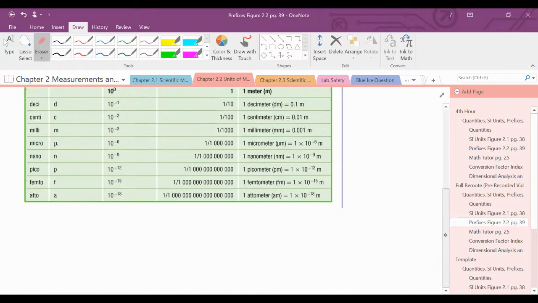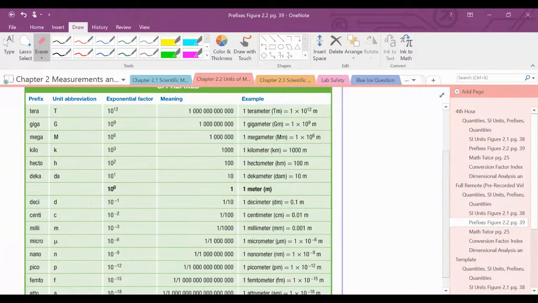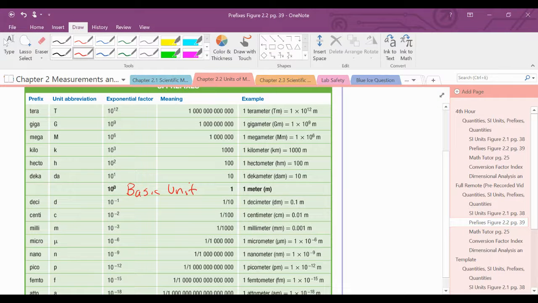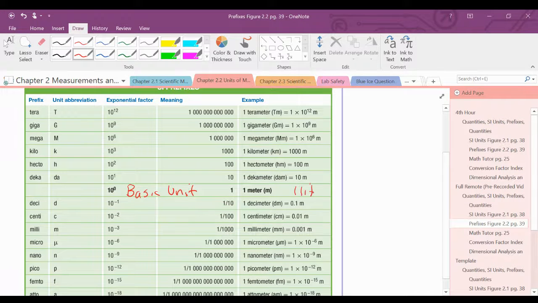So here in the middle, you have your prefix, your unit abbreviation, the exponential factor, the meaning, and then it gives examples. In the middle here, where it's 10 to the 0, it says meter. This is your basic unit. And so you could have meters here as your basic unit. You could have 1 liter. You could have 1 gram.